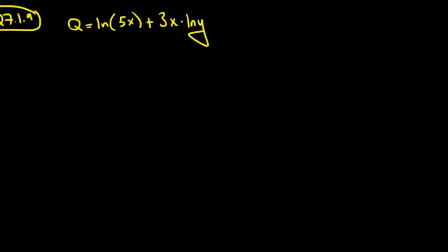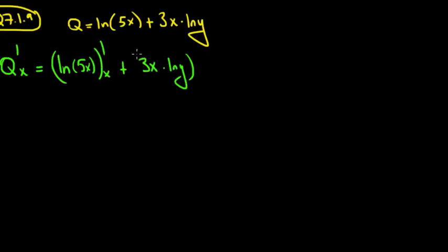Let's solve one more question with partial derivatives, and let's do it for the first order and the second order as well. So we have q as a function of x and y, and let's start differentiating with respect to x. So everything besides x will be held as a constant. From ln of 5x derivative with respect to x, so let's write ln of 5x derivative with respect to x plus 3x times ln of y derivative with respect to x.